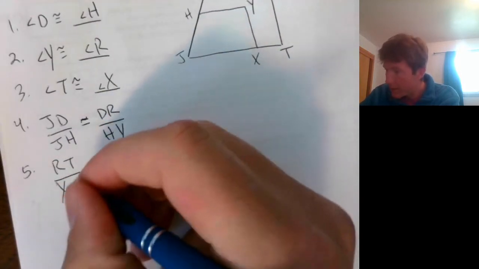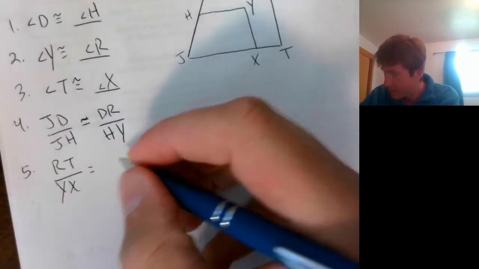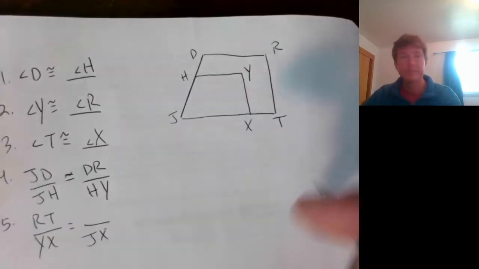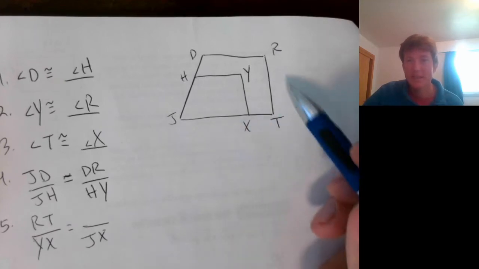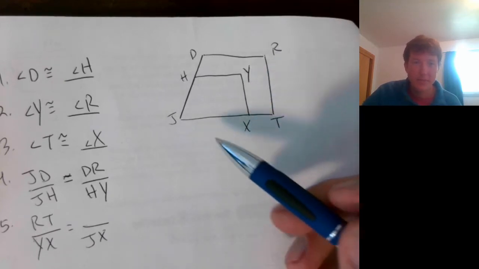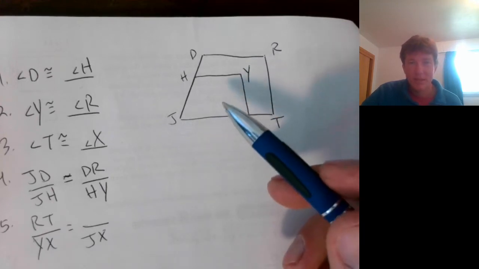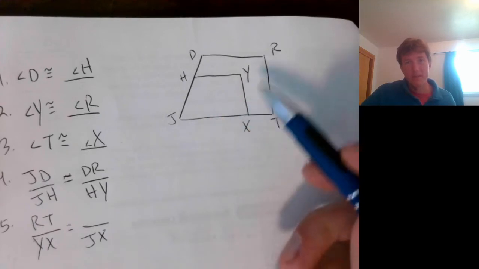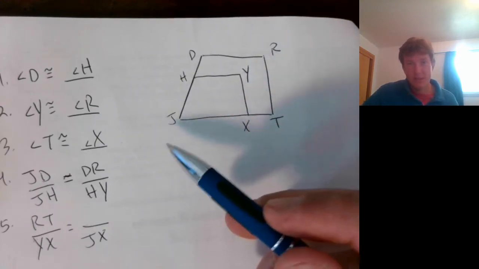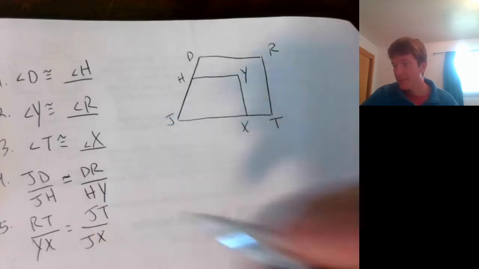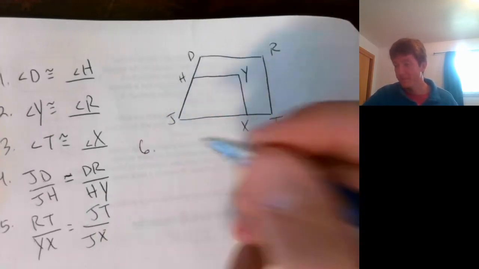Number 5, side RT proportionate to YX equals something over JX. So RT is the right side that's proportionate to YX. So then we want a side that's bigger but proportionate to JX. So RT over YX, and that means that JT would be over JX. That's the proportionate side of that one.